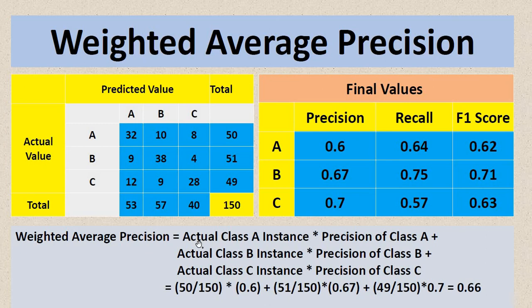So if you see in this case, how many actual class A instances are there? Draw this horizontal line. Actual class A instances is 50, divided by total instances 150, into the precision of class A, which is 0.6. You put in the value here. Actual instances of class B is 51, divided by total instances 150, into the precision of class B, which is 0.67. Similarly, the actual instances of class C is 49, divided by total instances 150, into the precision of class C, which is 0.7, and then we evaluate this value, which will come around 0.66. I am rounding the values to 2 places of decimal. So this is how we calculate a weighted average precision.